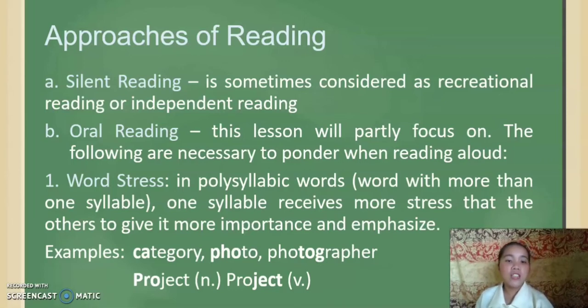Word stress in polysyllabic words, or words with more than one syllable, is when one syllable receives more stress than the others to give it more importance and emphasis. So in word stress, there is stress given depending on the syllable in each word. Okay, an example here is category. As you can see, in the word category, the CA here is bold. So category. Ca. There is the stress.